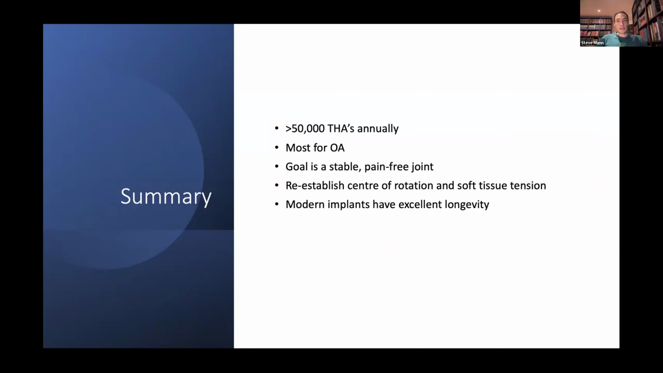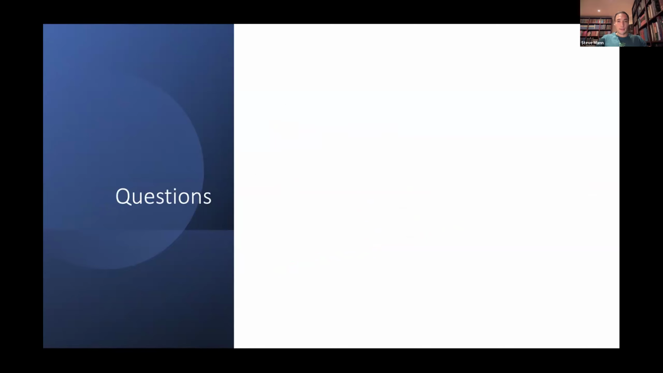So in summary, in Canada, we do over 50,000 total hips a year, mostly for arthritis. The goal is a stable and pain-free joint, and fortunately, the vast majority of patients experience that and have excellent longevity. So thanks very much.